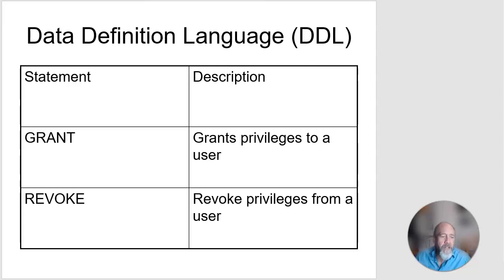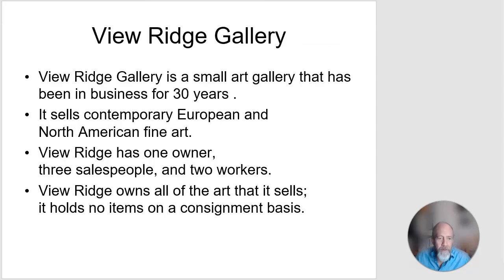How we're going to go there? We're going to go there with an example. So this is the View Ridge Gallery example. It's just one of the examples from one of the books here. That's the Kroenke book, which is a fine book, and this is one of the examples there.